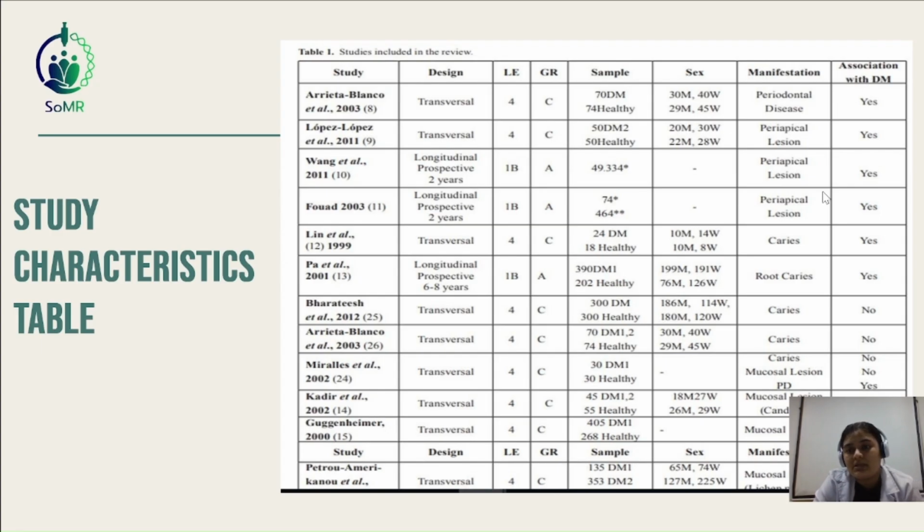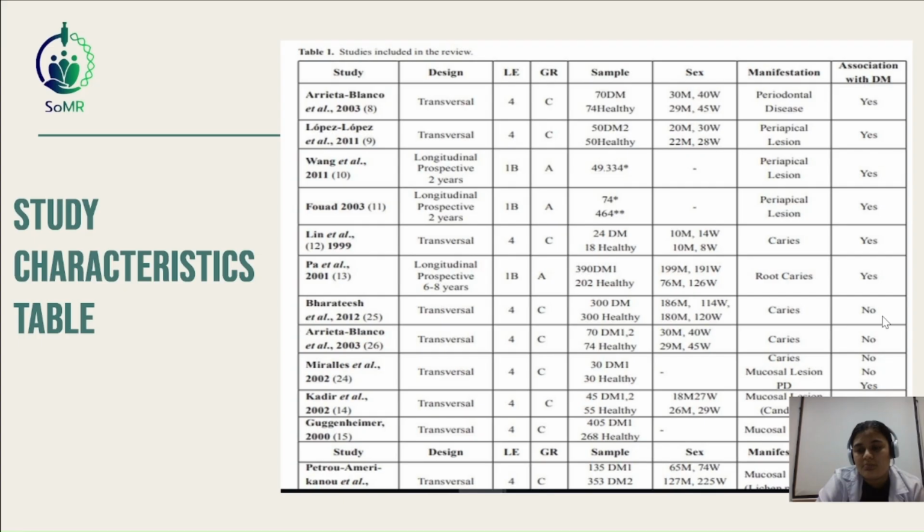Its association with diabetes mellitus. So as you can see, we're trying to see if the manifestation that has been discussed is associated with diabetes mellitus. So you can see that periodontal disease has an association with diabetes mellitus as reported by the first study. Diabetes mellitus is also associated with periapical lesion as reported by the second study.